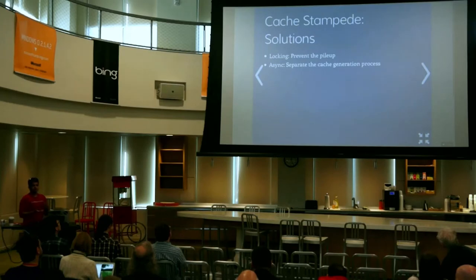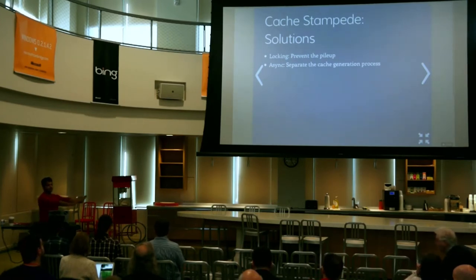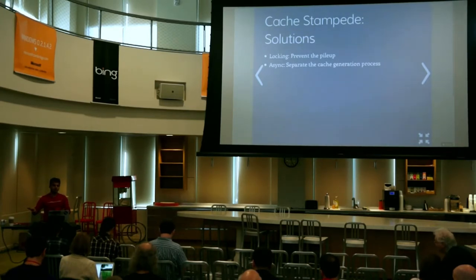So there's simple solutions for it. The very easiest one is basically to create some sort of lock process, right? The idea is to prevent a pileup. So instead of having 10 people all of a sudden go to the database and say, hey, database, give me stuff, right? You stop them at the cache level and say, hey, the value isn't in the cache, but it is being generated right now, so don't worry about it, it'll come back to you shortly.